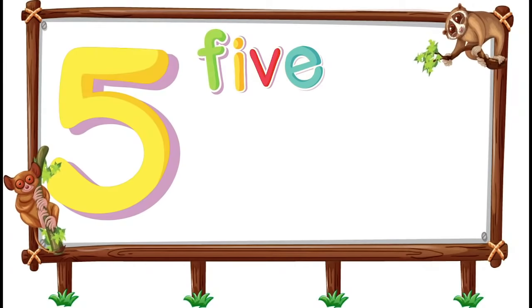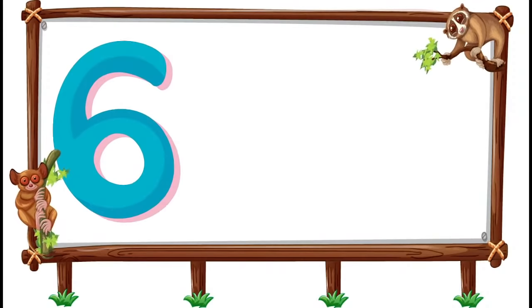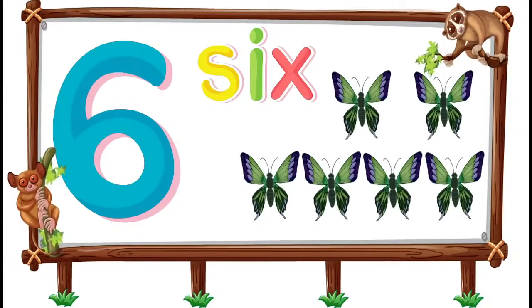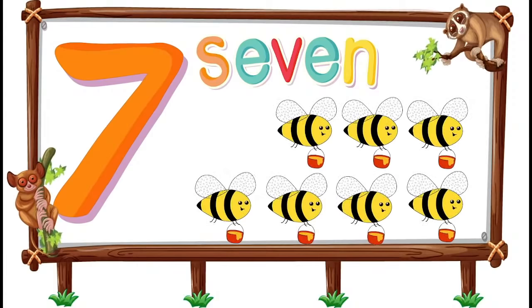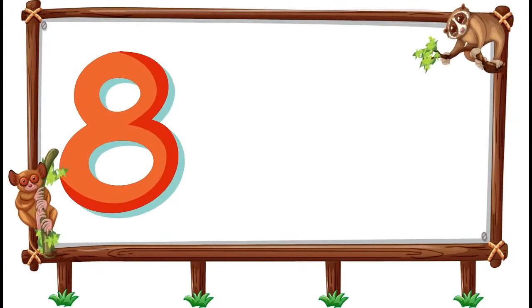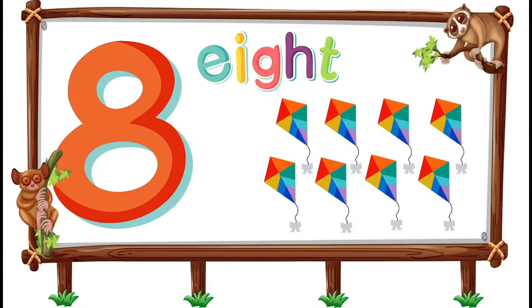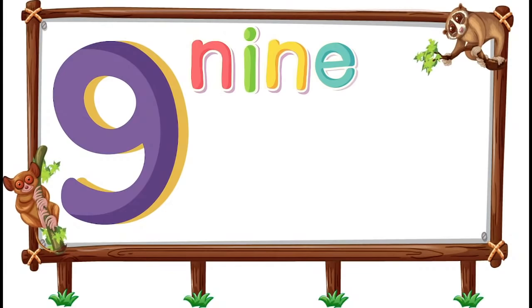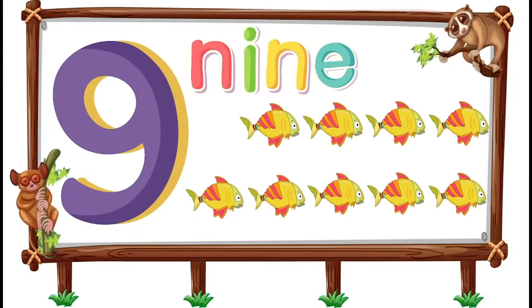5. F-I-V-E 5. 5 bananas. 6. S-I-X 6. 6 butterflies. 7. S-E-V-E-N 7. 7 honeybees. H-E-I-G-H-T 8. 8 kites. 9. N-I-N-E 9. 9 fishes. 10. T-E-N 10. 10 cars.